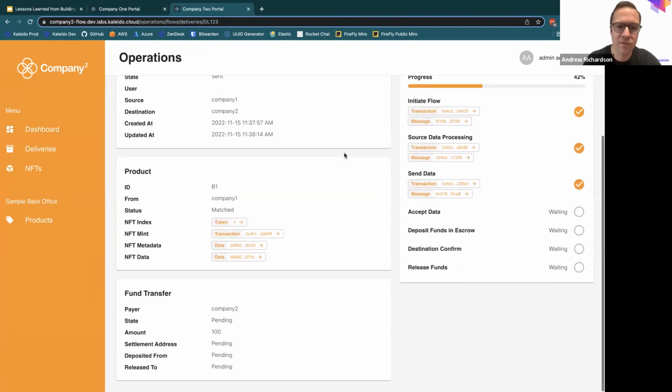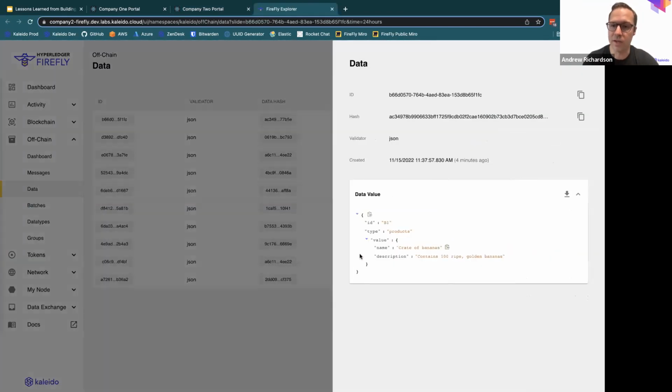So here I've received the data. I can now see token 4 on this side, and I have received that private data in my FireFly. So company 3 does not have this data. Any other member of the network does not. But I now have the data.